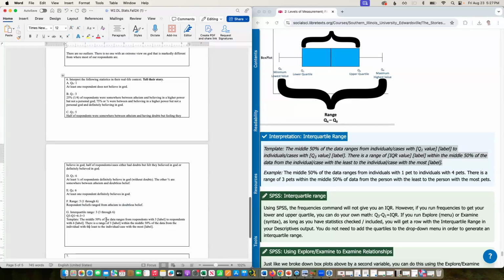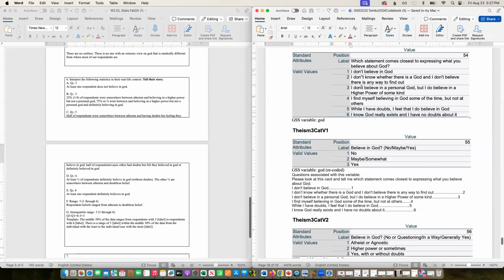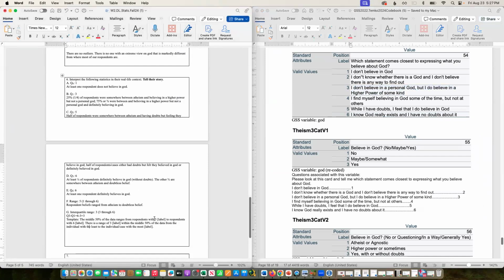So let's redo this to make a little more sense, because again, these 3 and 6 don't really work with what we're looking at. So a 3 is, I don't believe in a personal God, but I do believe in a higher power of some kind. So the middle half of the data ranges from respondents who believe in a higher power, but not a personal God, to respondents with a 6, who are doubtless in their belief in God. There is a range of 3, so that's saying it's going from 3 to 6, like these hops. I don't think that's that useful for this particular one. I'm just going to leave the first sentence here.